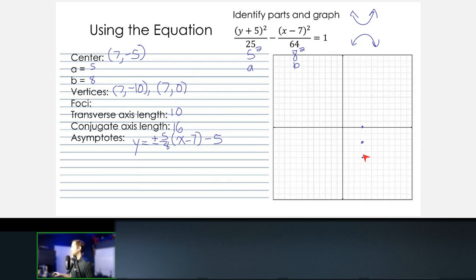Let's go ahead and graph our conjugate axis vertices, the ones I call imaginary vertices, because they're not actually on the graph or really part of the graph. From the center, we are going to go left and right 8 units. So I'm going to do that. I got 2, 4, 6, 8. 2, 4, 6, 8.